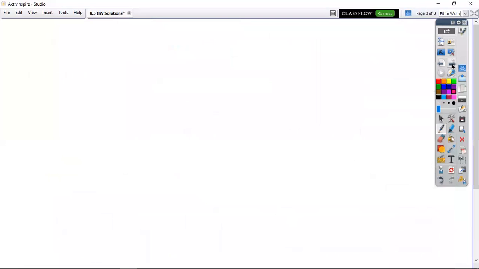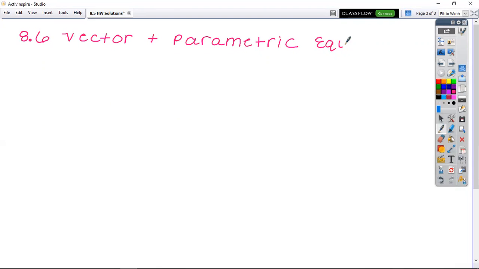We'll see. Okay, so some background on vector and parametric equations. So back over to your notebook, and you want to make a heading that says section 8.6. And this is going to be vector and parametric equations. And you got to write a little bit first before we get into these.